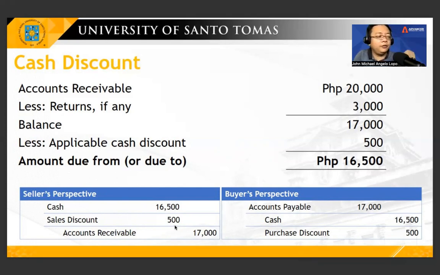On the buyer's perspective, what you paid is 16,500. No? So if you notice, what you paid is 16,500. Okay. Then you have the purchase discount of 500. Okay. And your accounts payable here is 17. Okay. Yan. So the accounts payable here of 17. Okay. So again, if you have question, no, don't hesitate to message me.